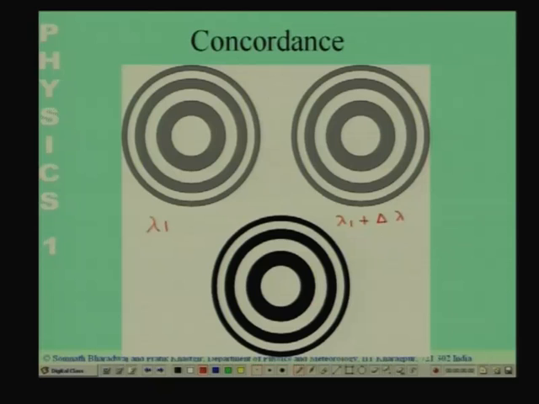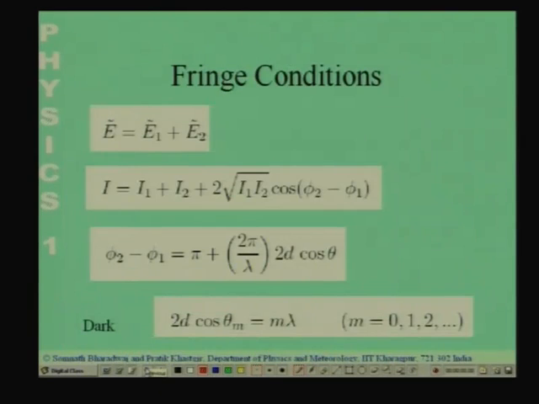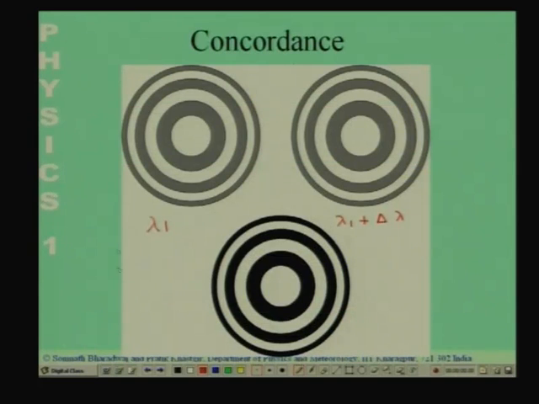Well, if you go back to the condition for the fringe condition, what is the condition for the formation of fringes? The condition for the formation of a dark fringe is 2d cos theta should be equal to m lambda. Now, you can see that if lambda is different, if I have lambda 1 and lambda 1 plus delta lambda, the two fringe patterns cannot coincide everywhere. As you increase theta, they will not coincide anymore, but the point to note here is that you can ensure that they coincide in some central region.